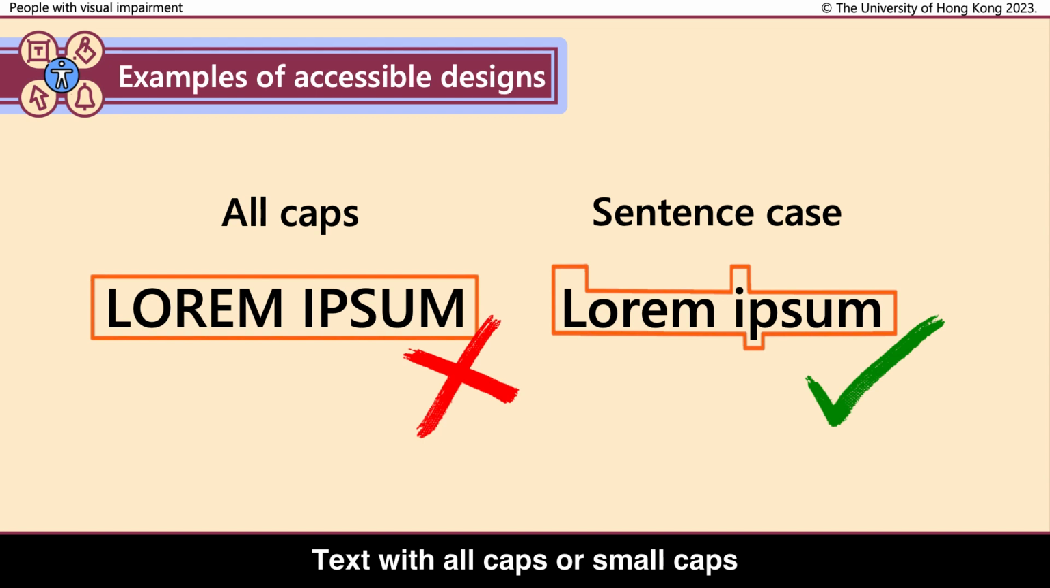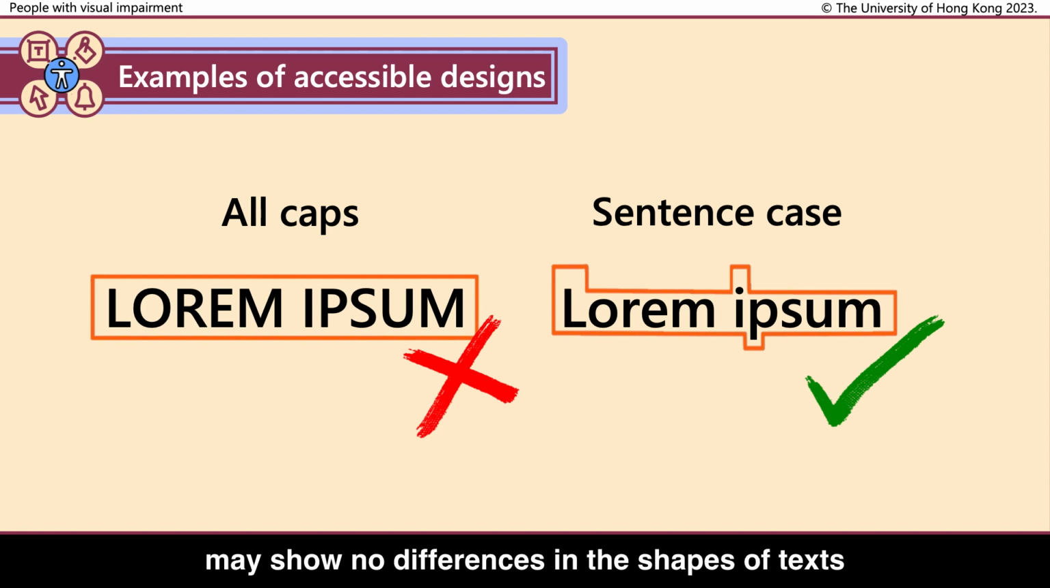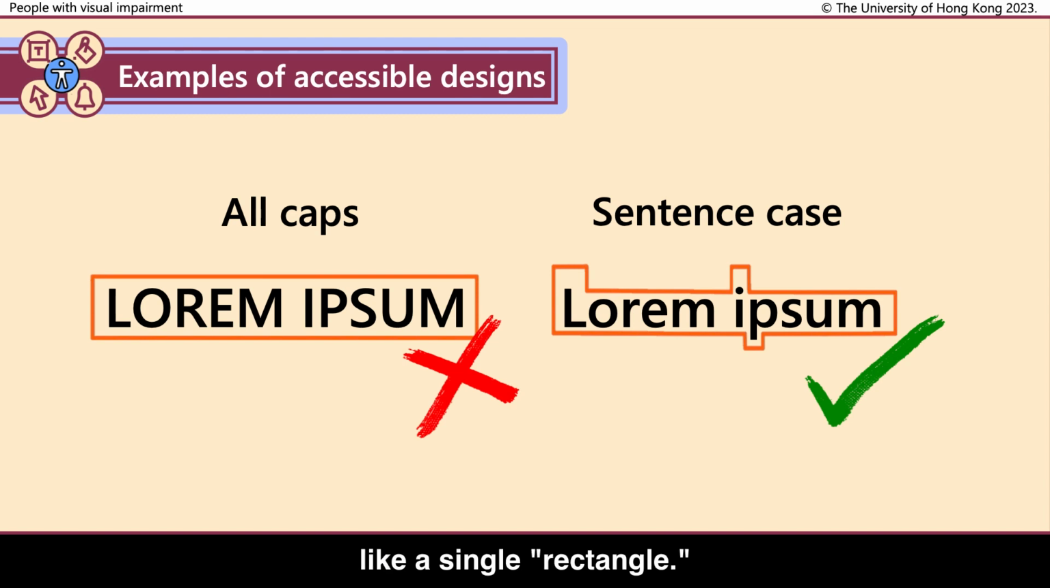Text with all caps or small caps may show no differences in the shapes of texts, and all the texts may visually appear like a single rectangle. It would particularly create barriers to some people with visual impairment and some people with reading disabilities.